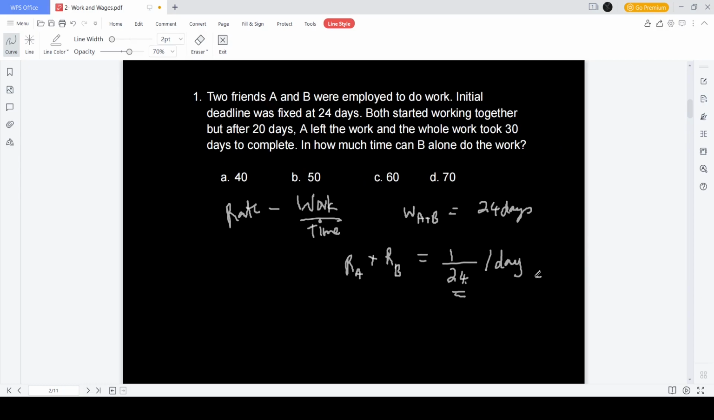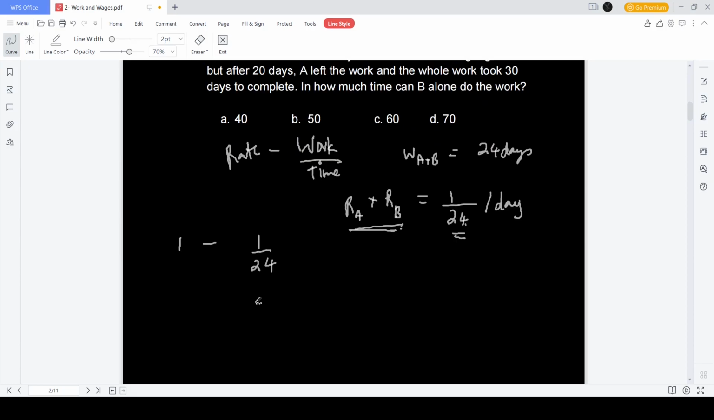Fine. Now they started working together with this rate for 20 days. In one day, if they can do 1 by 24th of the work, at the end of 20 days, how much work is completed? It's a simple cross multiplication. So you get 20 by 24 of the work completed in 20 days.